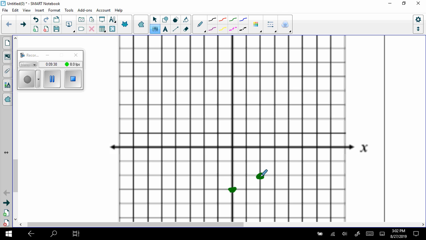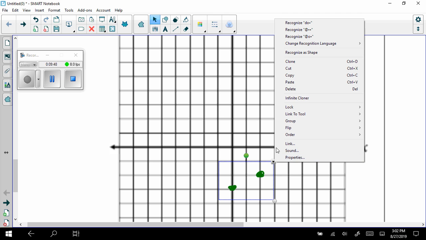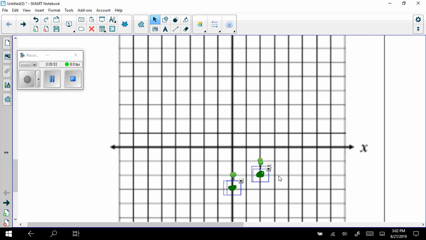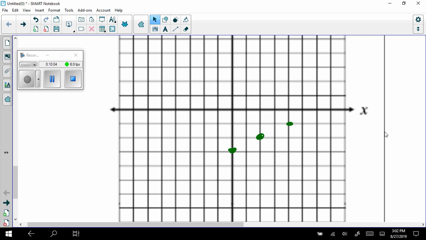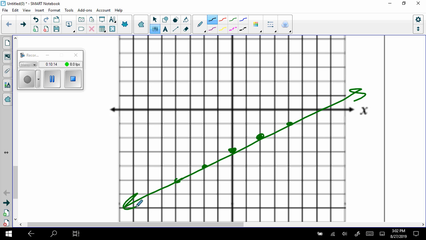So again, all I'm doing there is going up 1 and to the right 2. Or I can go down 1 and to the left 2. Connecting and extending through. That's my line.